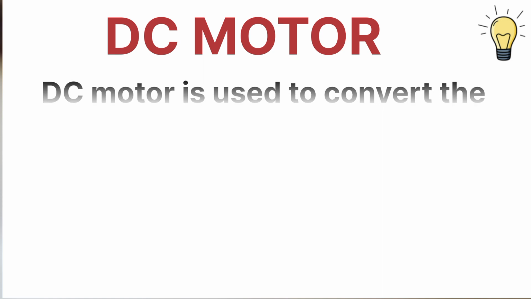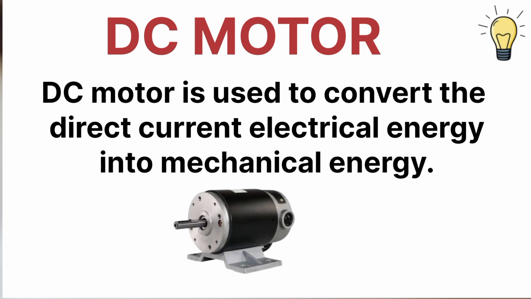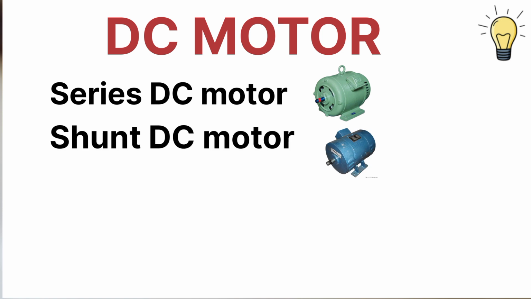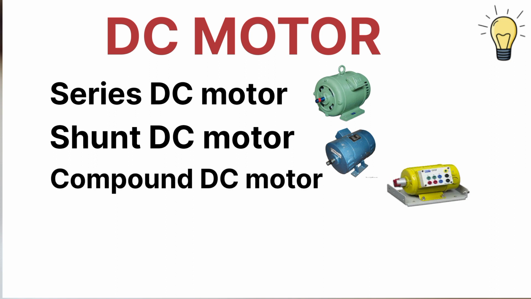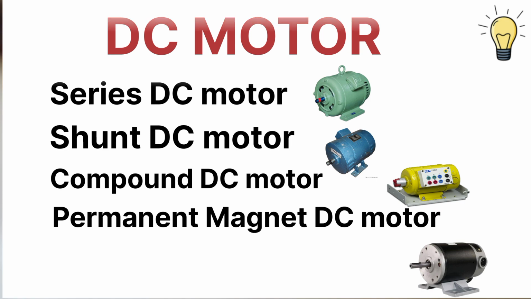So a DC motor is generally a motor which is used to convert direct current electrical energy into mechanical energy at the output section of the motor. Okay, so this is the main definition of the DC motor, and there are four types of DC motors available. The first one is the series DC motor, the second one is the shunt DC motor, the third one is the compound DC motor, and the fourth and last one is the PMDC motor, that means the permanent magnet DC motor.